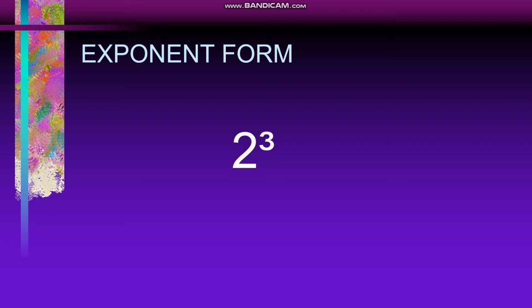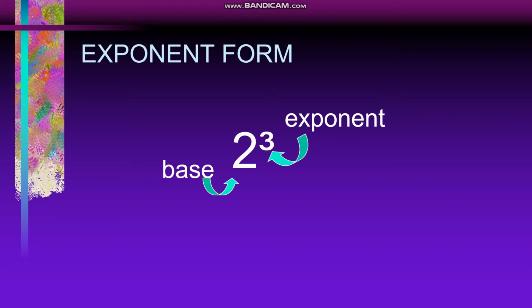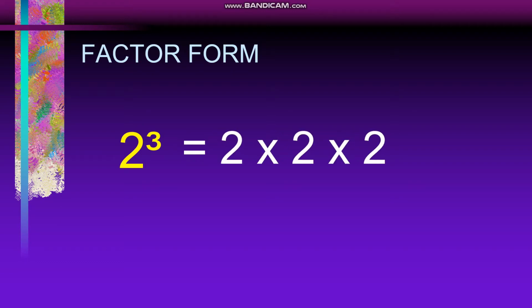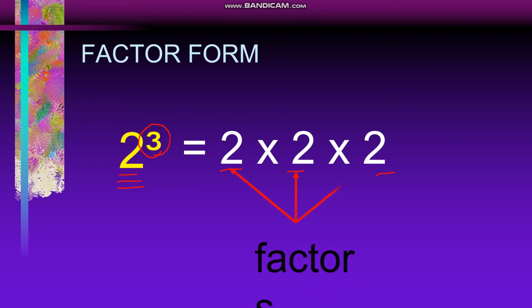Now, exponent form: as you can see, this is the base and this is what we call the exponent. Factor form: 2 cubed is equivalent to 2 times 2 times 2. It is not possible that we multiply the base by the exponent. 2 cubed means we multiply the base as many times as the exponent says. Your exponent is 3, so you multiply the base 3 times: 2 times 2 times 2.